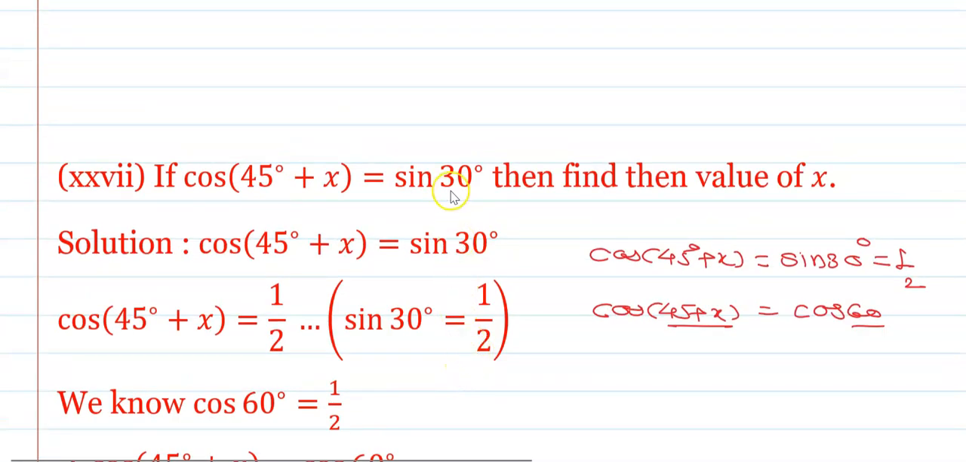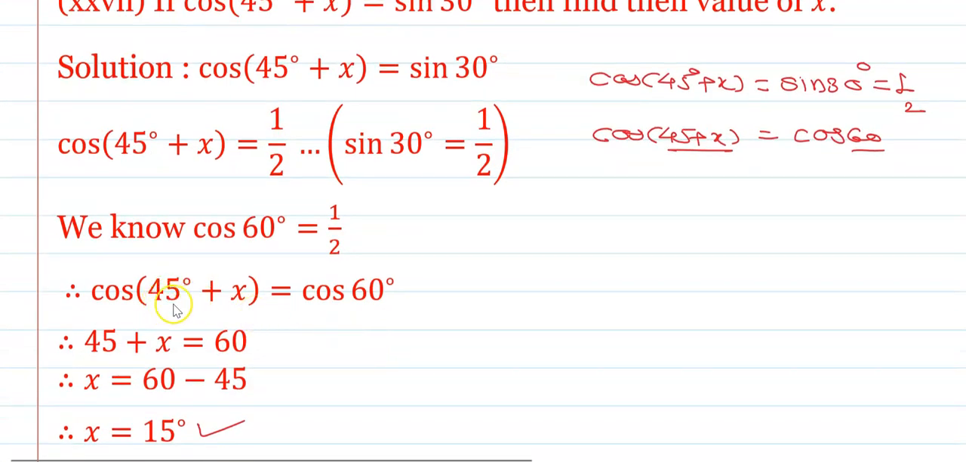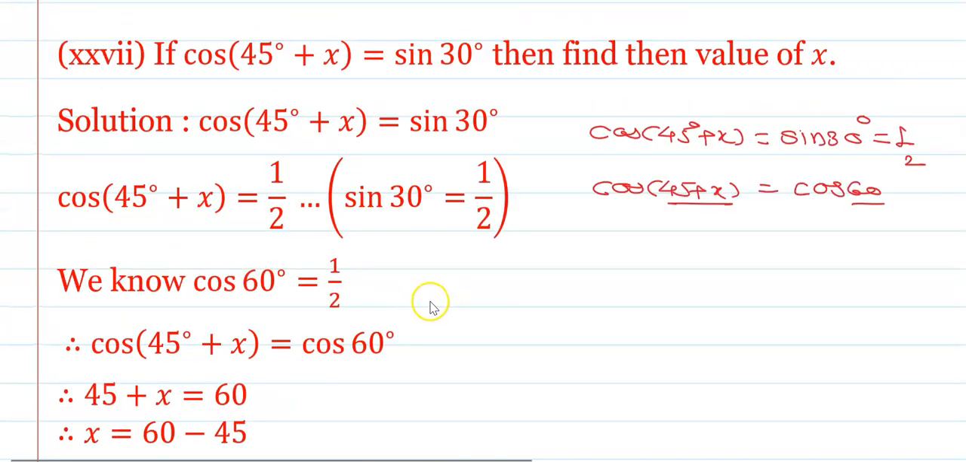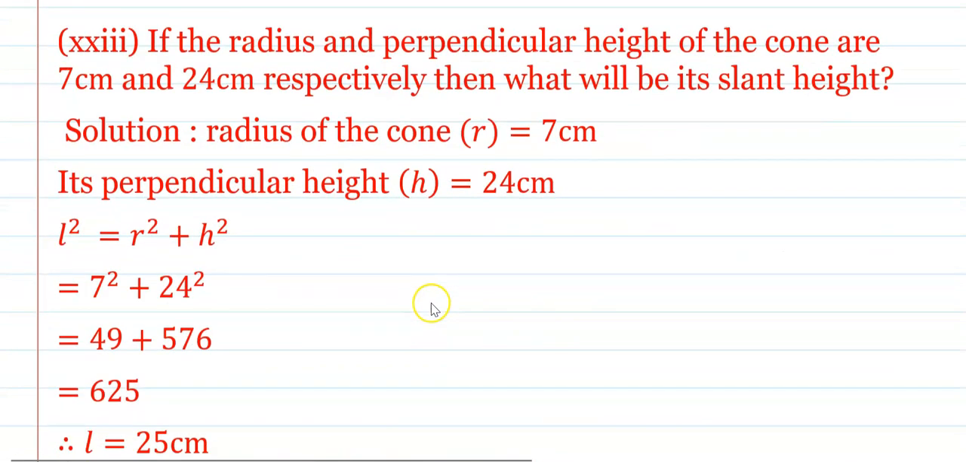What did we do here? Sin 30 means what? 1 upon 2. But in terms of the cos, for what angle is the value of 1 upon 2 for the cos function? It is cos 60. Therefore, we equate it and then we get the value of x. Okay, 45 plus x is equal to 60 and hence x is equal to 15. Okay, now the next question.